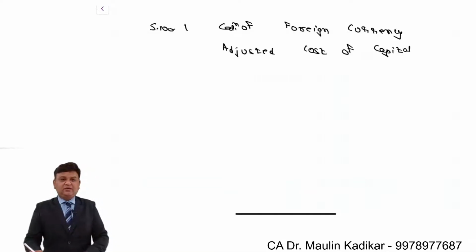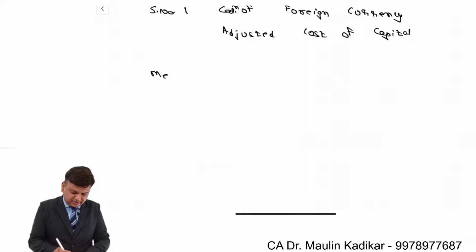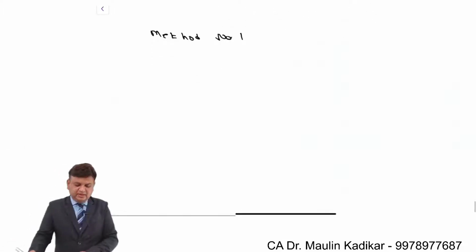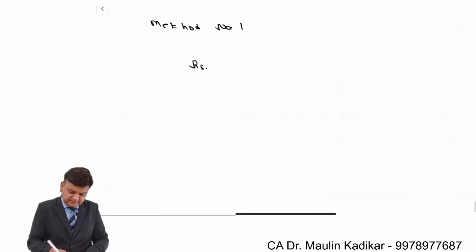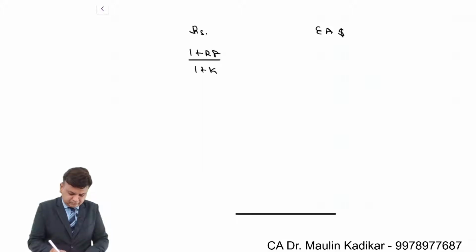Now this answer can be calculated by more than one method. Let us see how to calculate the same using method number 1. Now friends, the first method is extremely simple. We understand that the rupee currency and the East African dollar currency: (1 + RF) divided by (1 + K) is equal to (1 + RF) divided by (1 + K).